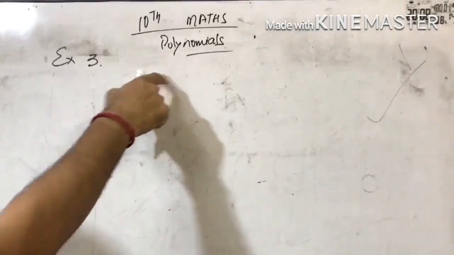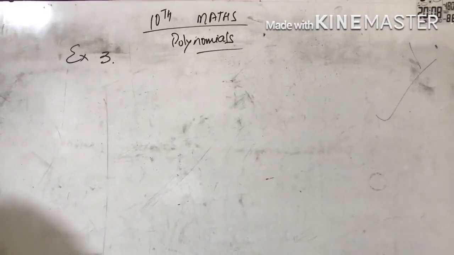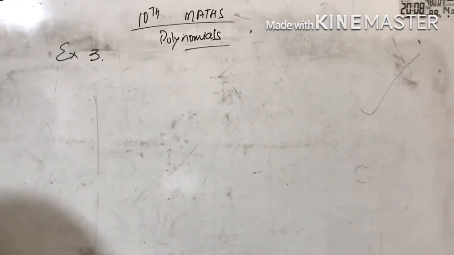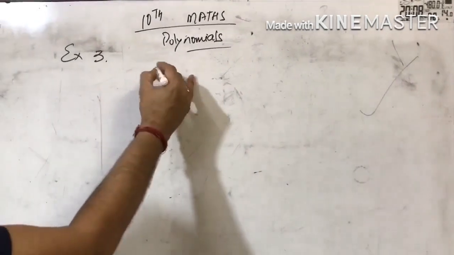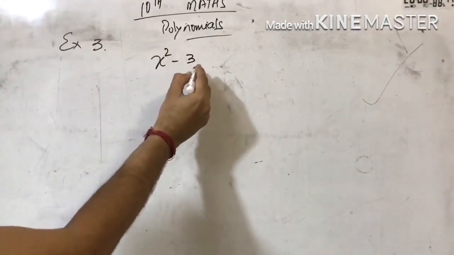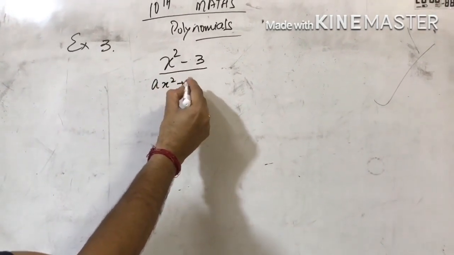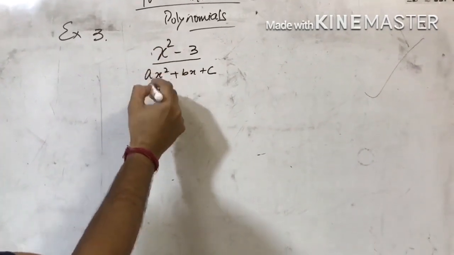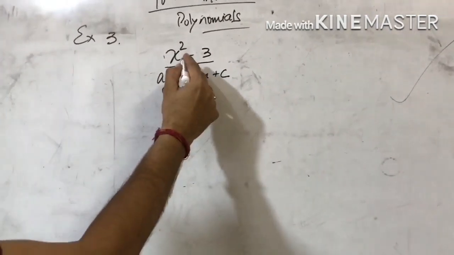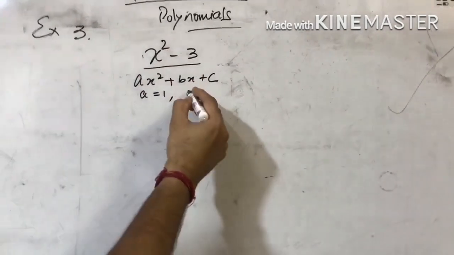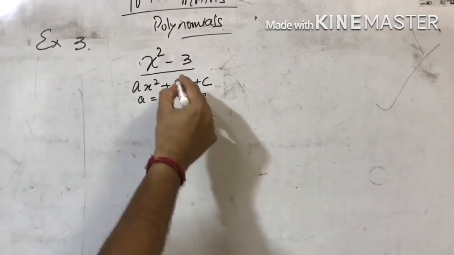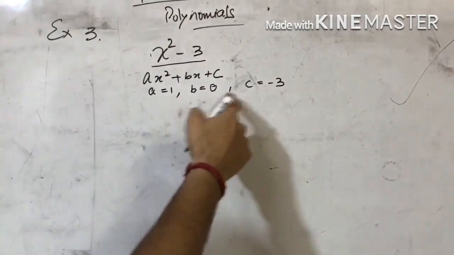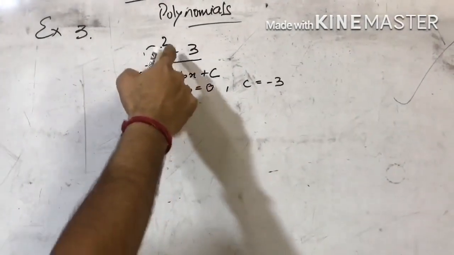Students, in example number 3 for polynomials in your NCERT book, on page number 30, find the zeros of the polynomial. The polynomial is x square minus 3. It is a quadratic polynomial, so compare it with the standard polynomial. The coefficient of x square is 1, so a will be 1. Because the term of x is not present, you can think that b is 0, and c will be -3.